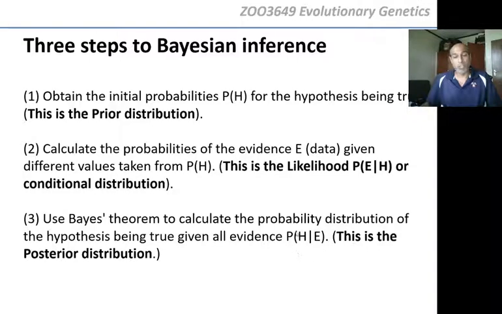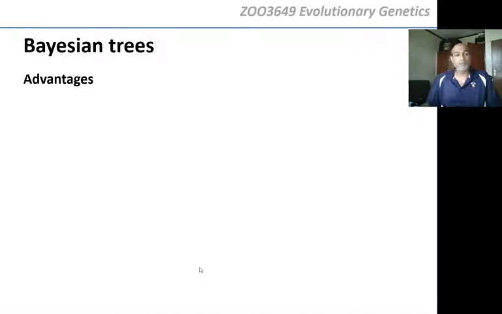So in other words, a posterior distribution. You use Bayes' theorem, that formula I showed you, by multiplying this with this and making it conditional on the total evidence. And that's when you get your posterior. And that, in a nutshell, is Bayesian inference. Okay, so what are the advantages of Bayesian?